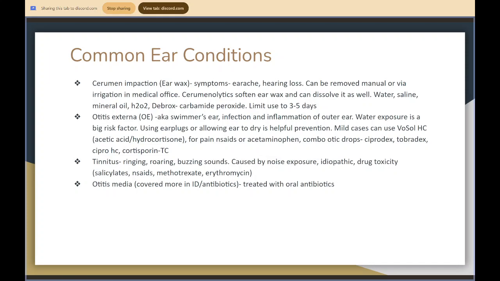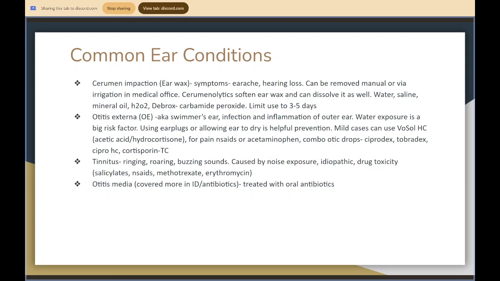However, if it's in a test question, recall. For the most part, it's either manually or via irrigation. Otherwise, Debrox is great. Next, we have otitis externa, OE. This is also known as swimmer's ear because a lot of patients will report water exposure. And it's the biggest risk factor. Allowing the ear to dry is helpful prevention, as well as if you're a swimmer or doing water sports regularly, using earplugs.